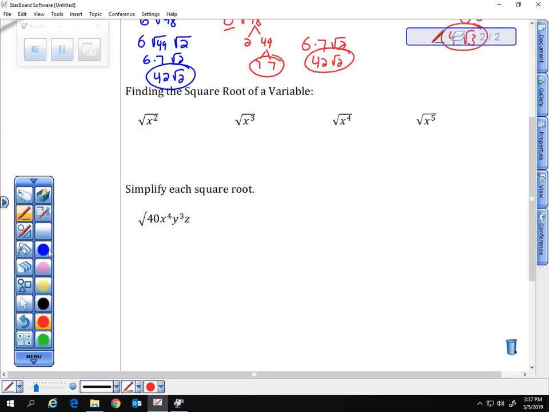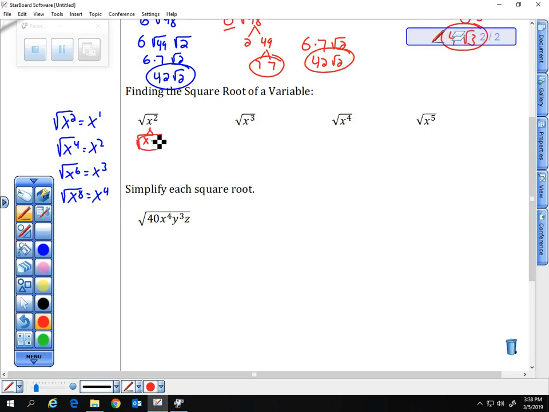Alright, I'm going to put the blue over here on this one. The square root of x squared is x to the first. The square root of x to the fourth is x squared. You'll notice that the even powers, square rooting it, will just take half of it, and so on.